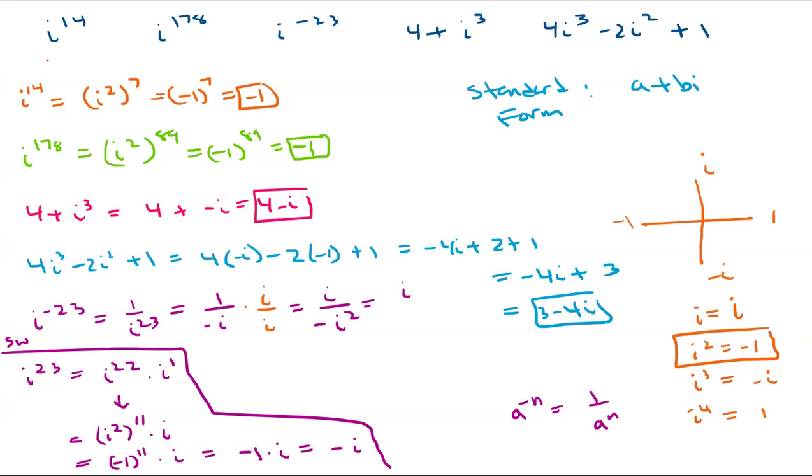Okay? So that's going to give me i, and then the negative 1 times i squared is another negative 1. All right, so that gives us i over negative 1 times negative 1 is a positive 1. So our answer here is just going to be i.